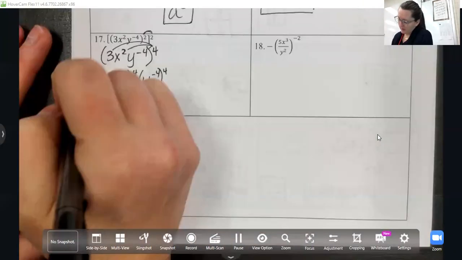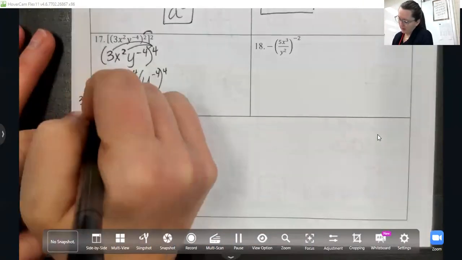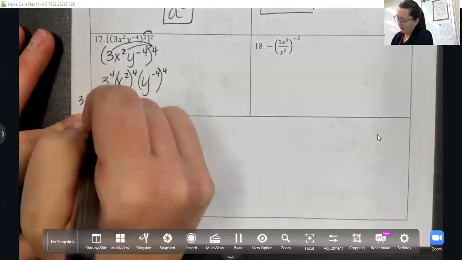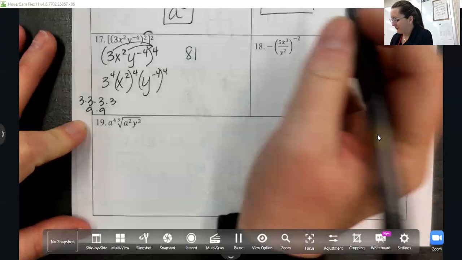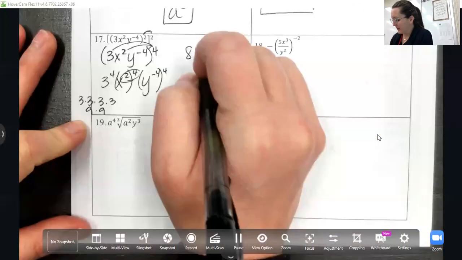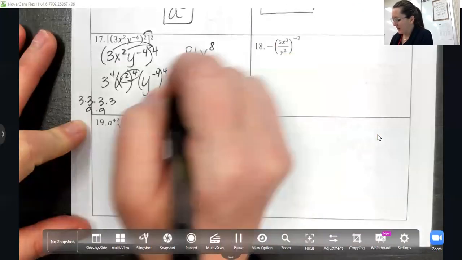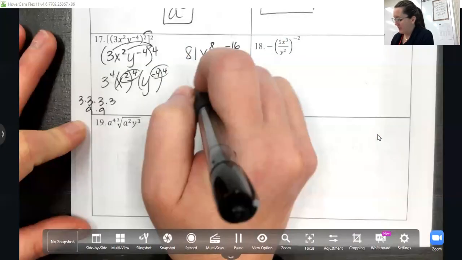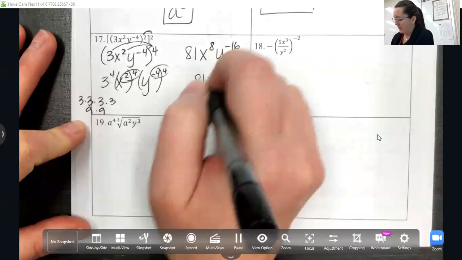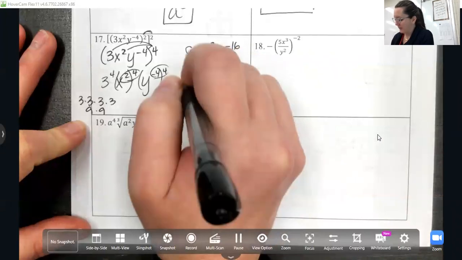So we have 3 to the 4th. That's 3 times 3 times 3 times 3. That's 9 times 9. We get 81. See, you don't need a calculator, right? 81. Multiply our exponents, x to the 8th. Multiply our exponents, y to the negative 16th. Now, I have a negative exponent. I need to put it in the denominator. Goes down here, and that's your answer.